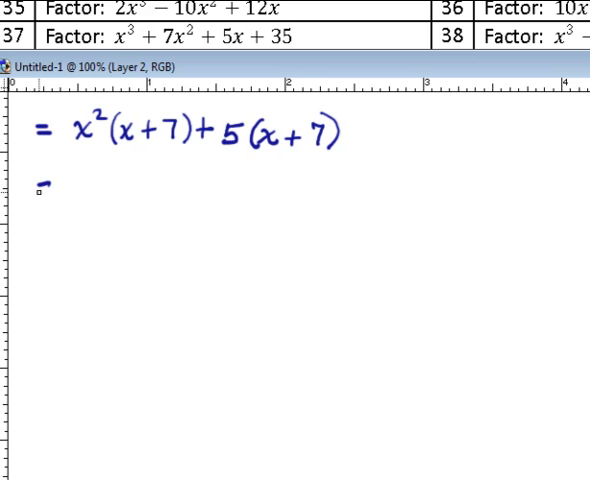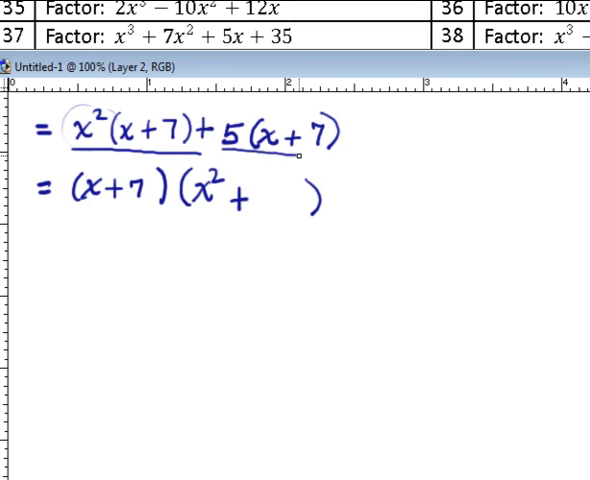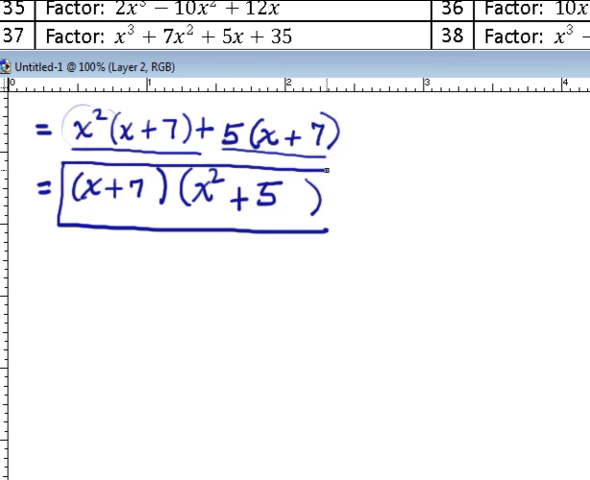So let's do that. We're going to pull out x plus 7, first from this group, and we're left with x squared. And then from the second group, we're left with 5. So this is the factorization: x plus 7 times x squared plus 5.